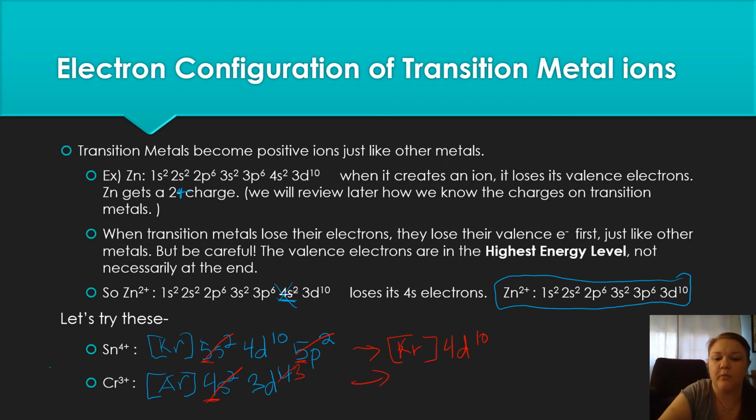So we would end up with Ar 3d3 for chromium 3+. That would be its electron configuration. So it would have all the electrons the same as argon, and then we take away the 4s2 and drop the 3d back down to 3. Okay, so that's how we do electron configuration of transition metal ions.